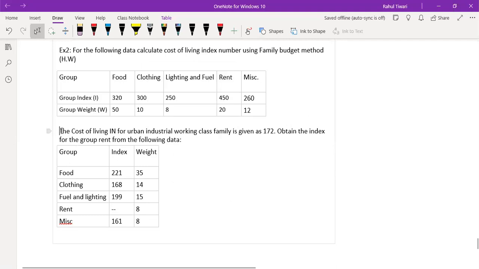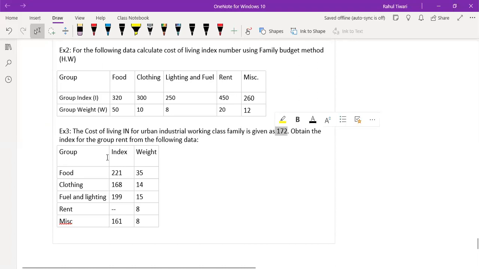It's very simple. Again you have to use the same formula, like you have given index, you have given weight, but in this case they have given index number, means cost of living index number दिया है. But in the previous example, index number निकालना था, cost of living index we find out using this method, but in this method they have given.